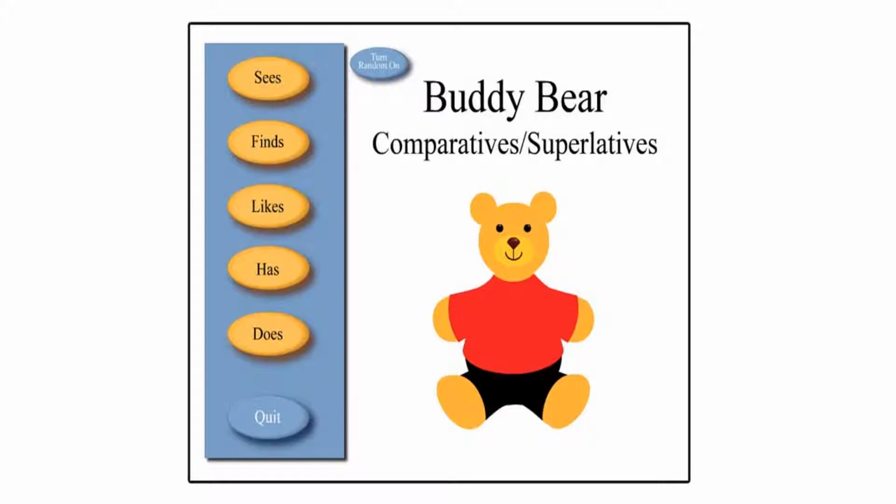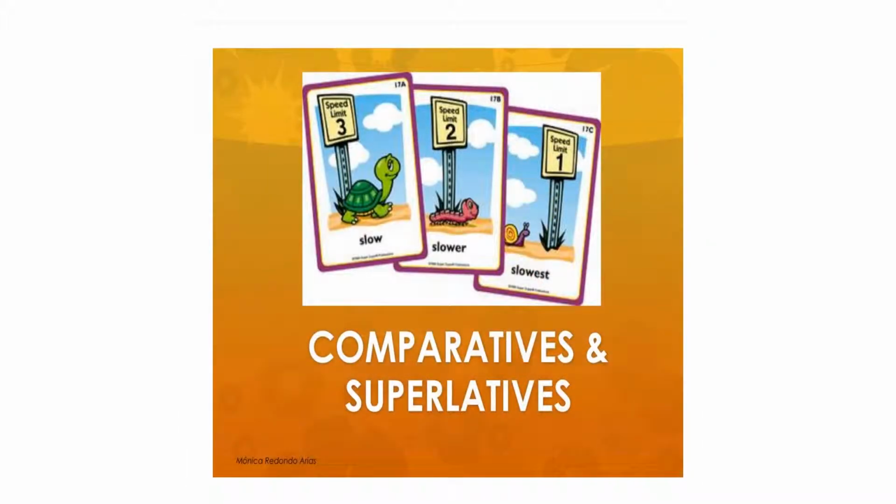Use ER for one-syllable words. For one-syllable words, we add ER to the adjective to make it a comparative. The following are all one-syllable adjectives. Small becomes smaller, cheap becomes cheaper, quick becomes quicker.